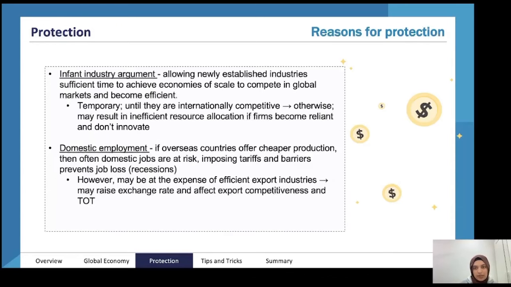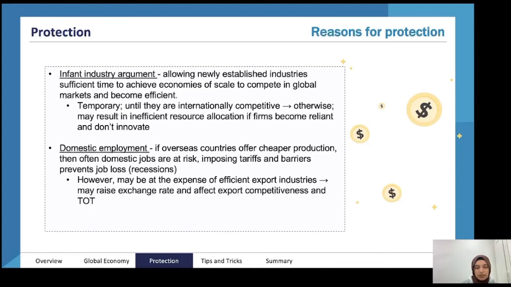So we'll start off first of all with reasons for protection. There are a couple of specific reasons that the syllabus talks about that are quite important. First, the infant industry argument: allowing newly established industries sufficient time to achieve economies of scale to compete in global markets and to become efficient.